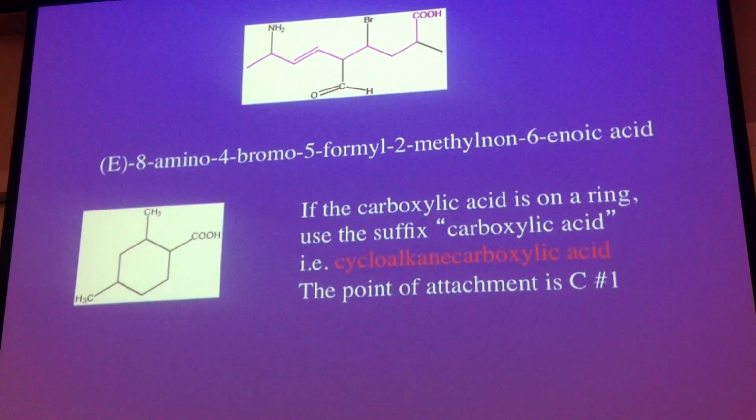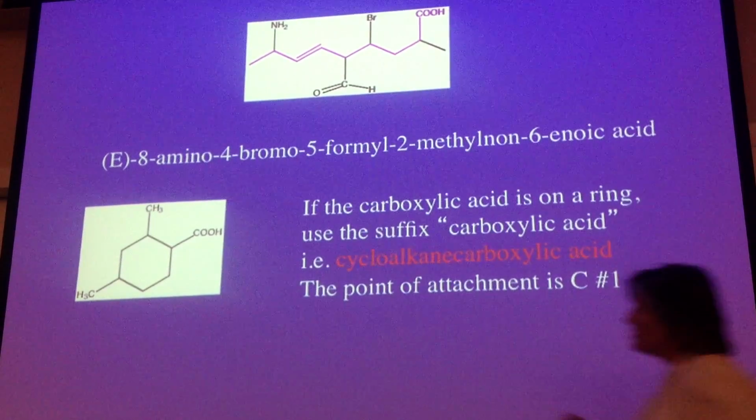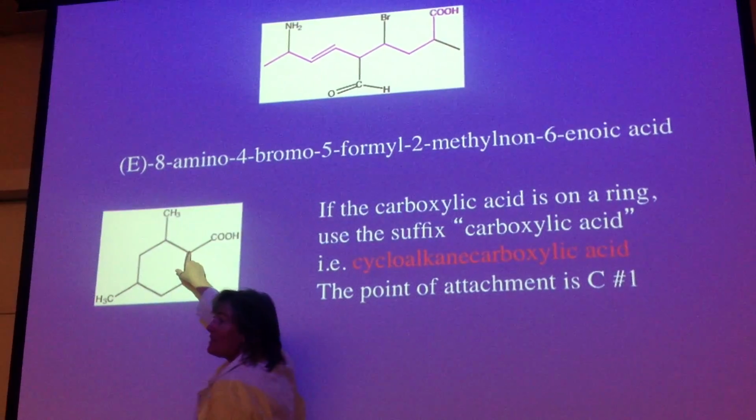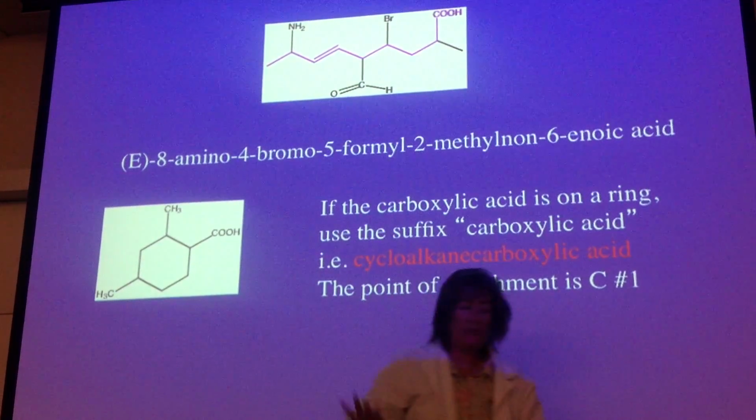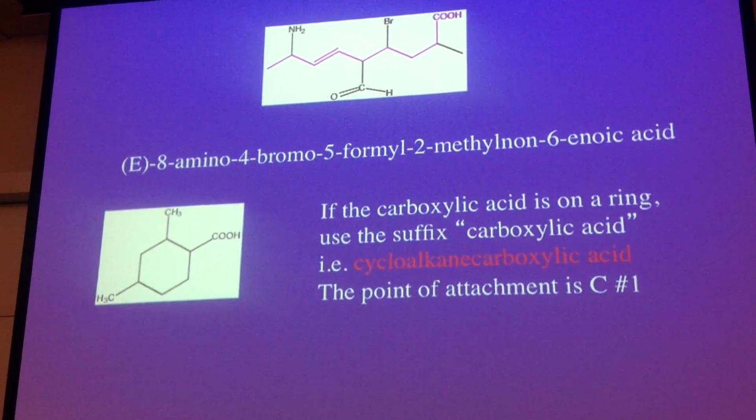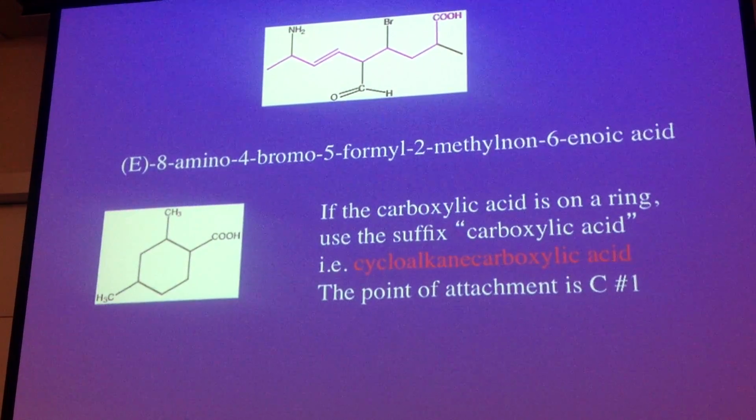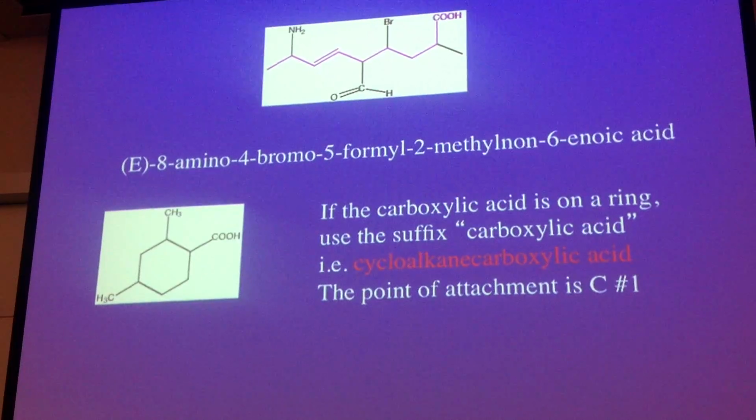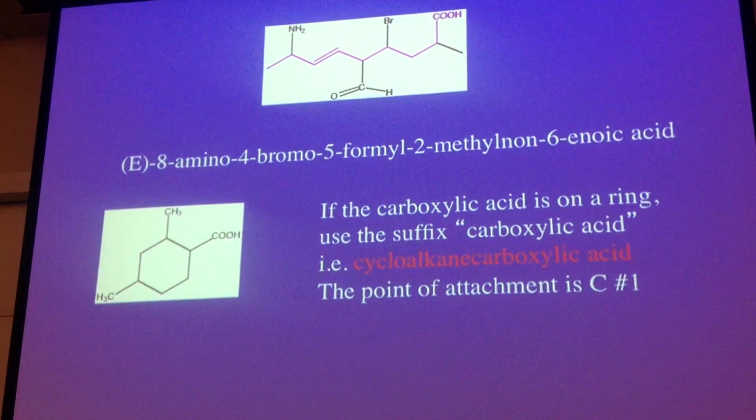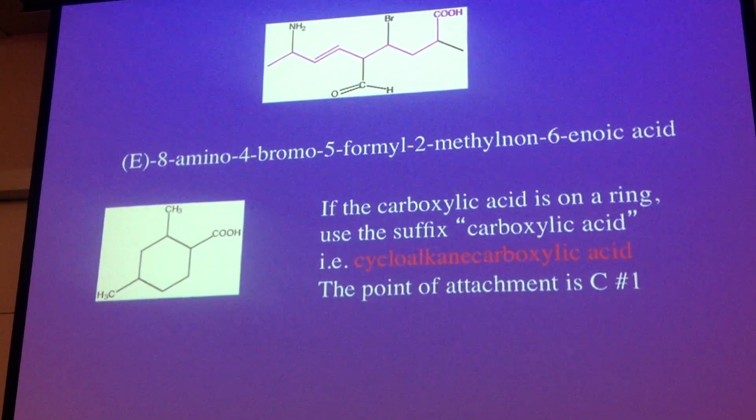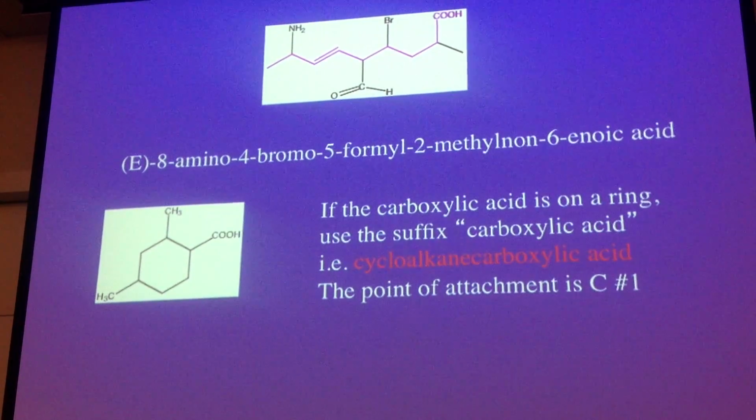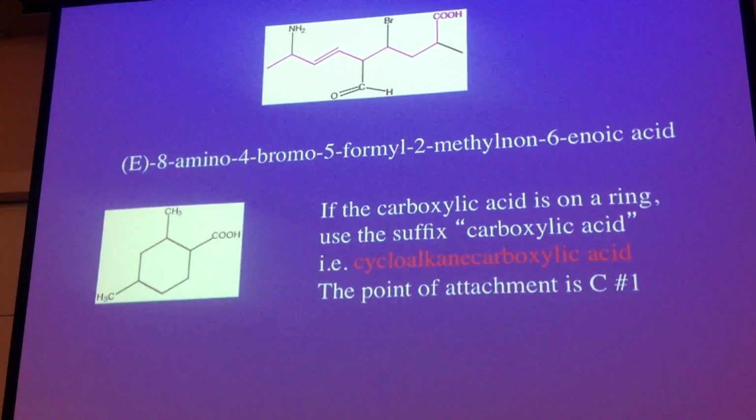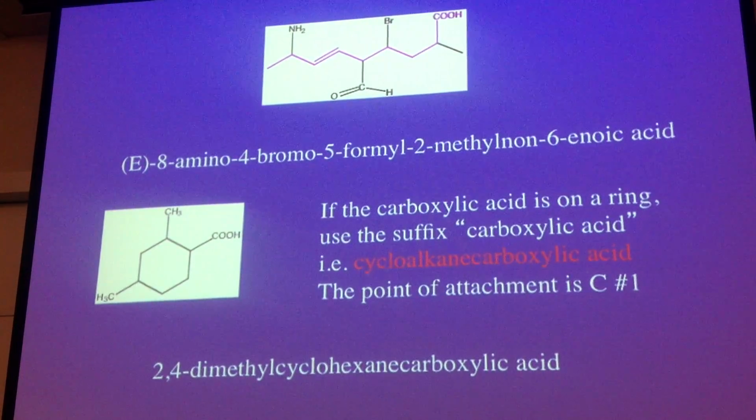The point of attachment of that carboxylic acid, this spot right here, is number 1. And then you just have to decide if you're going to go clockwise or counterclockwise to get the numbers as small as possible. In this particular one, I think it makes better sense to go counterclockwise, up towards that first branch, that CH3. Then you just number them and put your substituents on alphabetically. So where are the methyls? 2, 2, 4, right? So it's 2,4-dimethylcyclohexanecarboxylic acid.